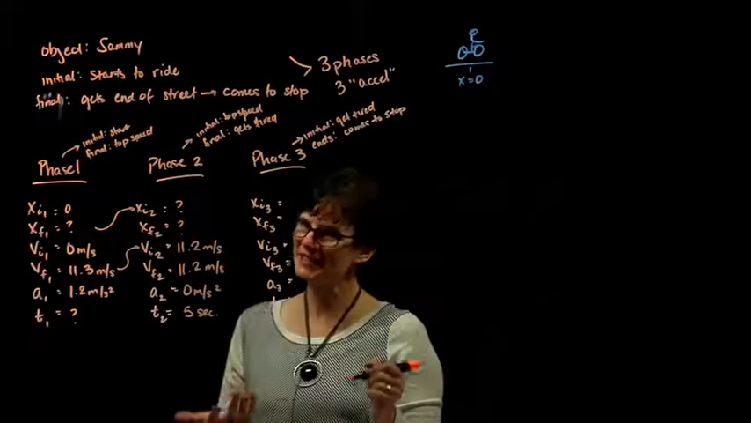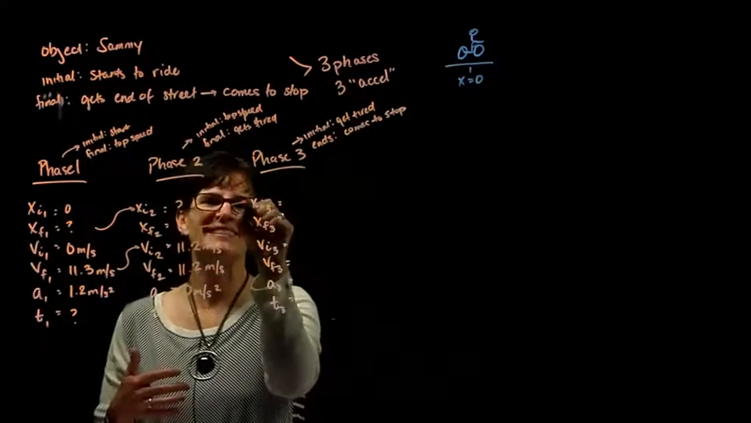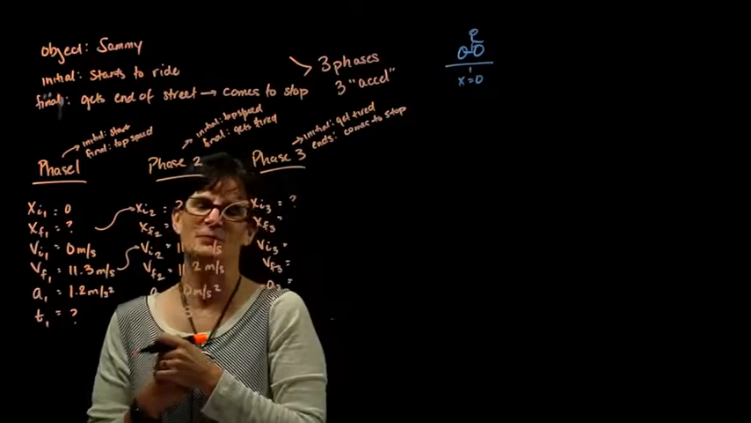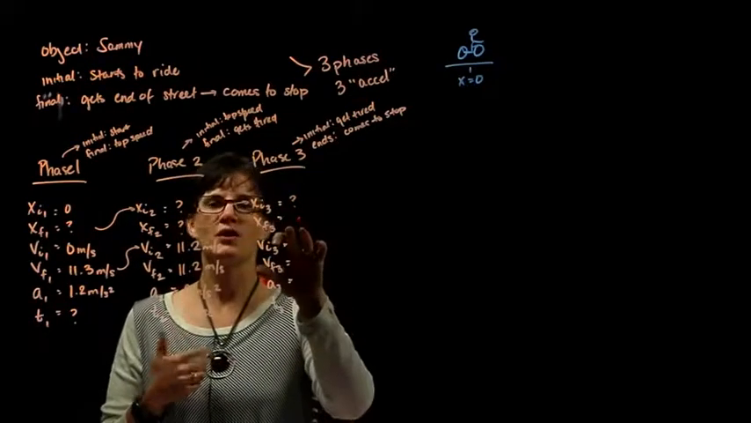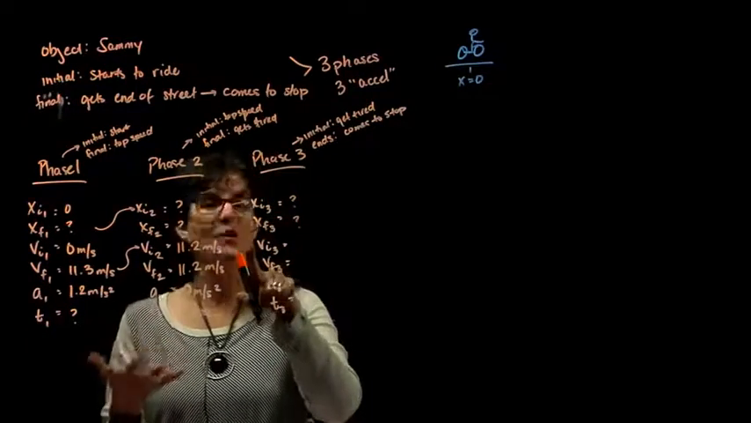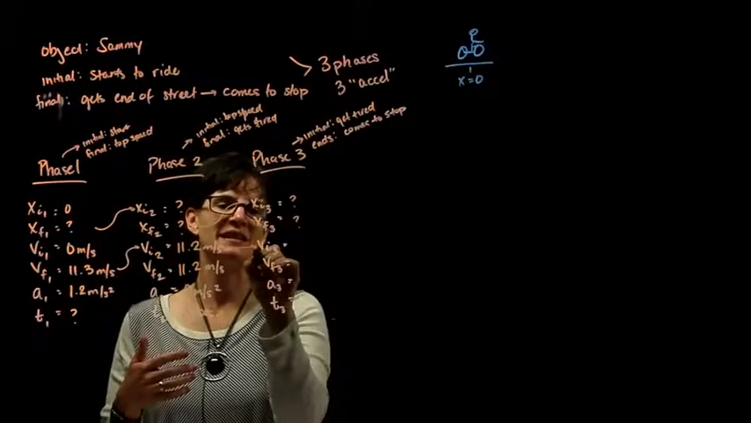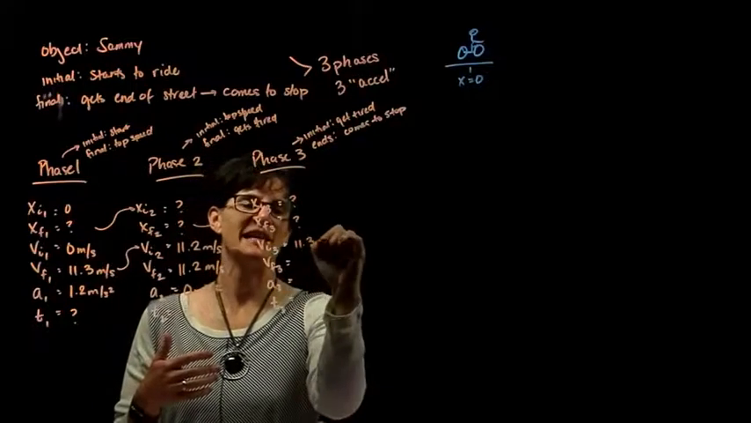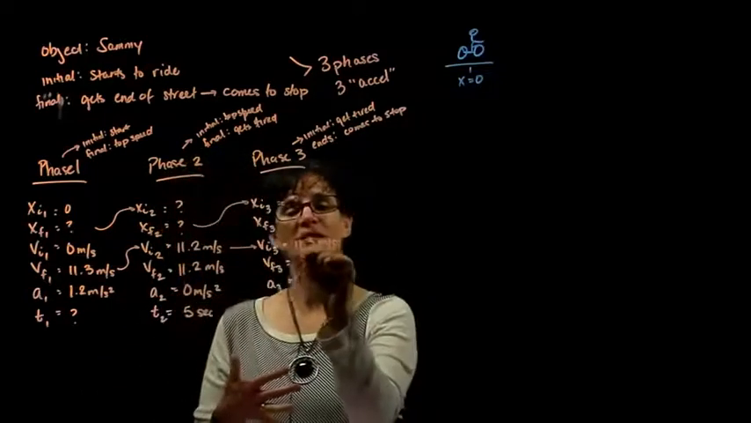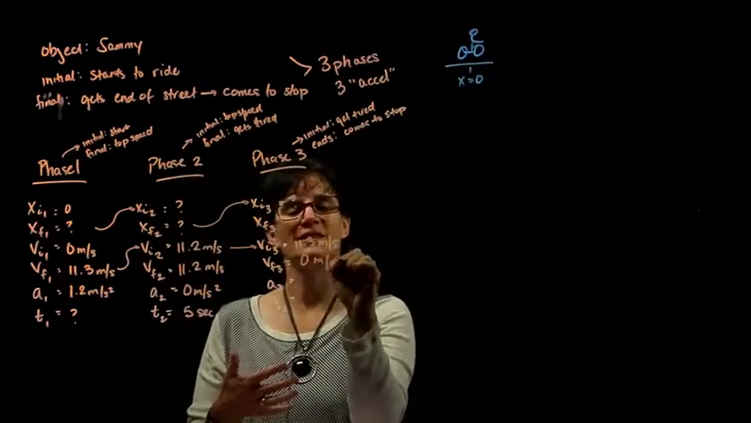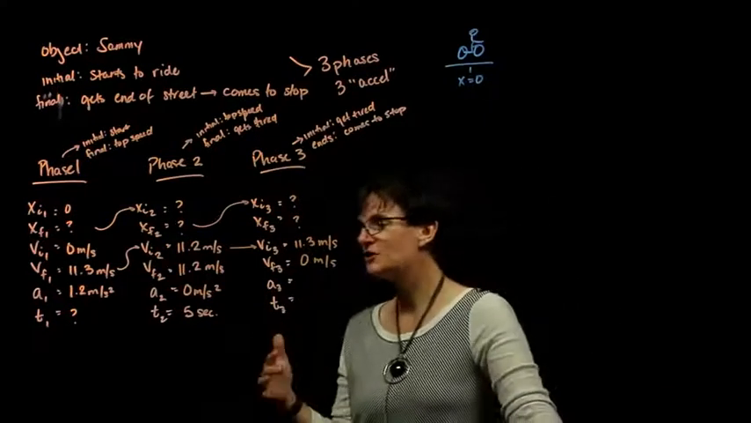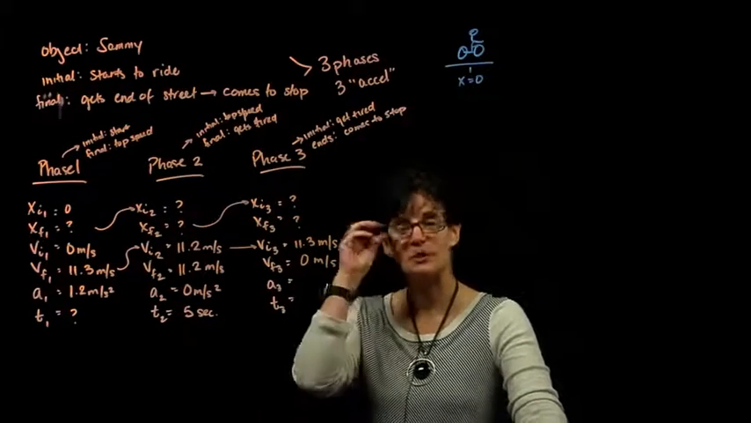All right, what about phase 3? Well, we don't know where she starts in phase 3, but we do know that it is the same as the final position of phase 2. We don't know where she ends in phase 3. We do know how fast she's going because she's still maintaining that top speed when we start phase 3. And she glides to a rest, so we do know that she comes to 0 at the end of phase 3. And we're told that the magnitude of her acceleration is 0.6 meters per second squared.